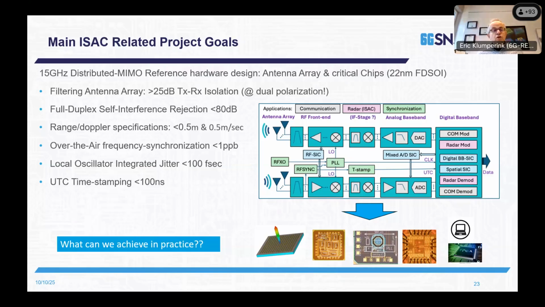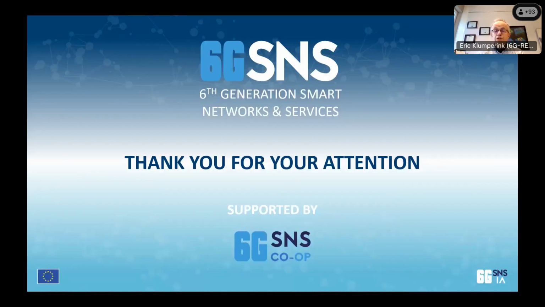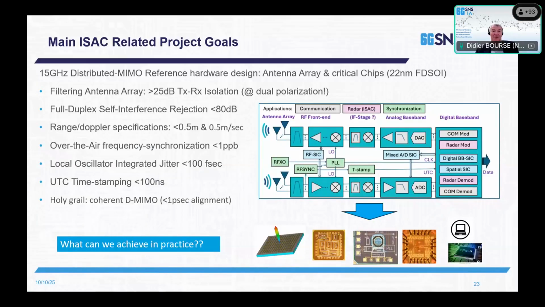And also we focus on the timing synchronization, and the requirements are mentioned here. So below 1 part per billion frequency synchronization, so that we can also support multistatic sensing. Below 100 frames per second jitter, and also accurate time stamping. And the holy grail would be to do actually coherent transmission, where we would need to go to even picosecond alignment, which is clearly extremely difficult. And we're kind of exploring the limits of what we can do with hardware and how far we can push it.